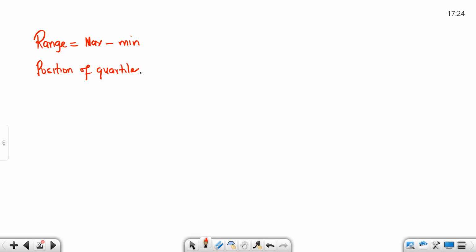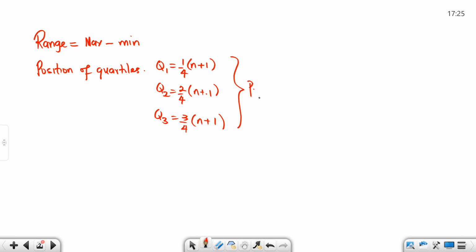Position of quartiles. For Q1, we said 1 over 4 into bracket n plus 1. For Q2, 2 over 4 into bracket n plus 1. For Q3, 3 over 4, but mind you, n plus 1. But remember, all of these are talking about what? Positions.